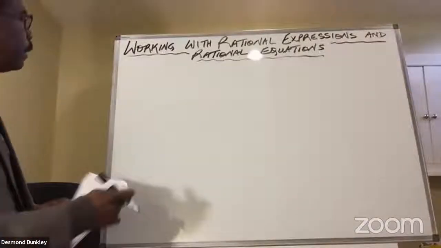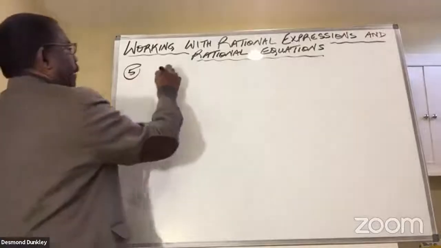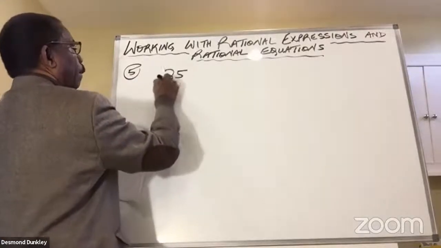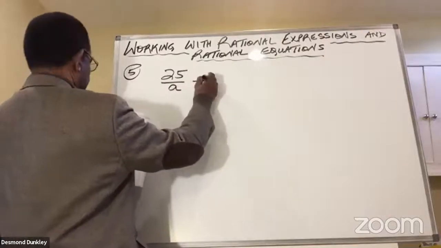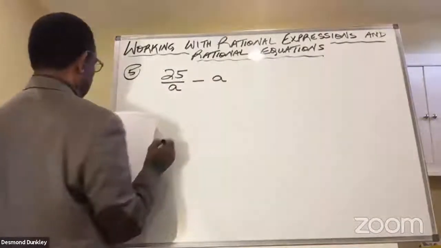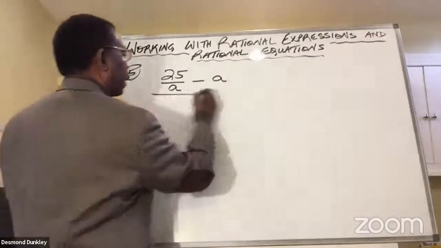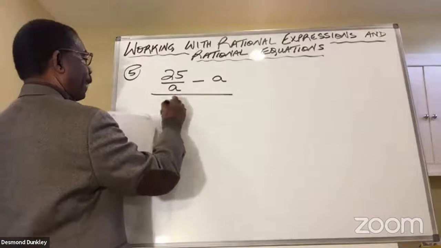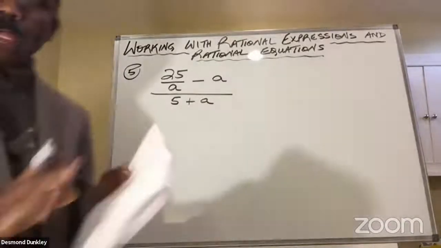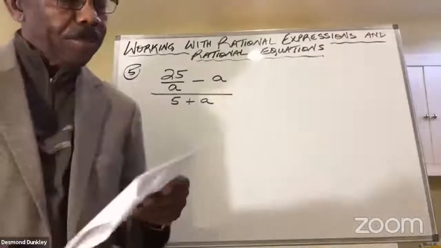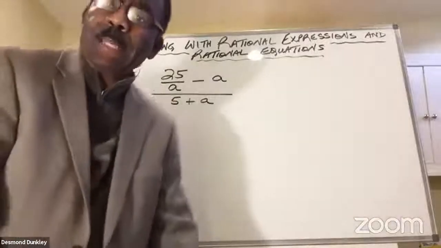Let's try this one. Number 5. 5 says 25 over a minus a, and that you want to divide by 5 plus a. I'm just copying it exactly the way it is given. 25 over a minus a, all divided by 5 plus a. Ready?